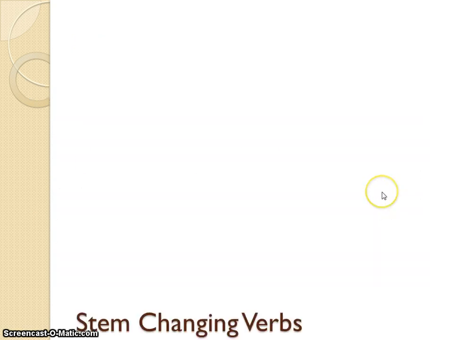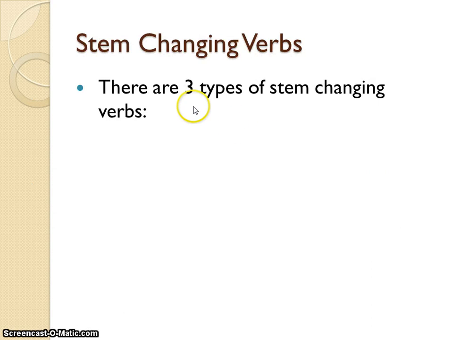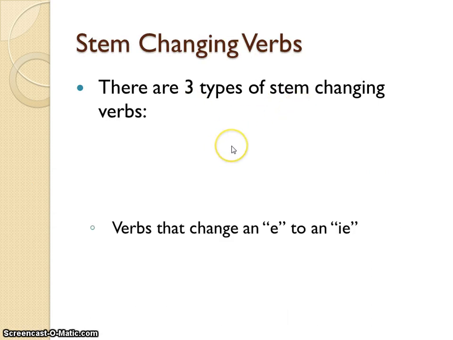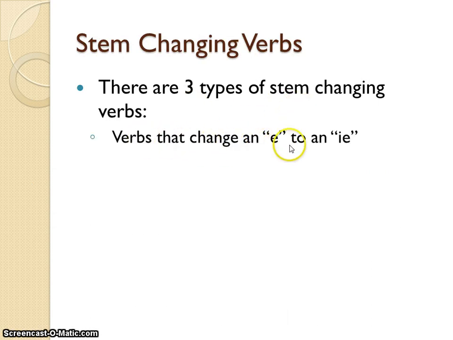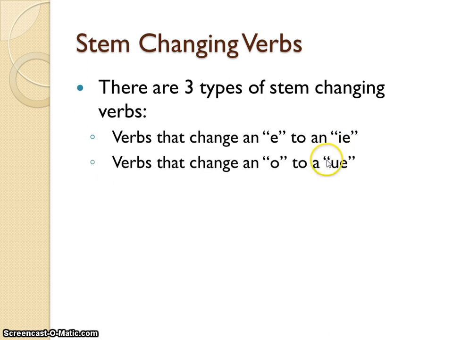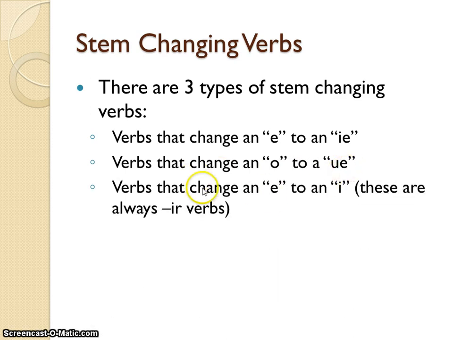So let's look at what we're talking about here. There are three types of stem changing verbs. Okay, first you have verbs that change an E to an IE, like tener and venir. Then you have verbs that change an O in its stem to a UE, okay, like we learned with doler today. And then you have verbs that change an E just to an I. So some verbs change an E to an IE, some verbs change an E to an I. Oh my gosh, how am I going to remember?